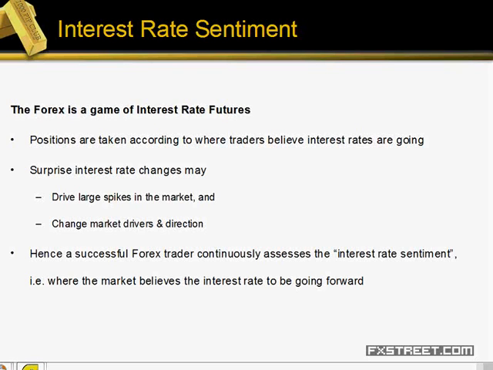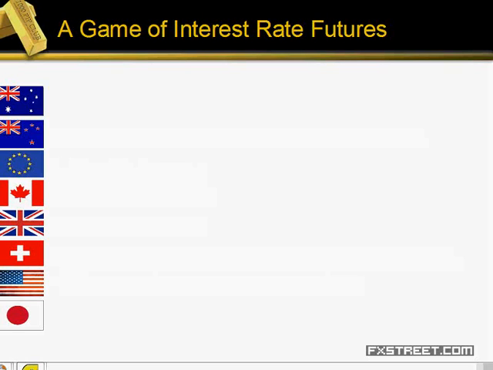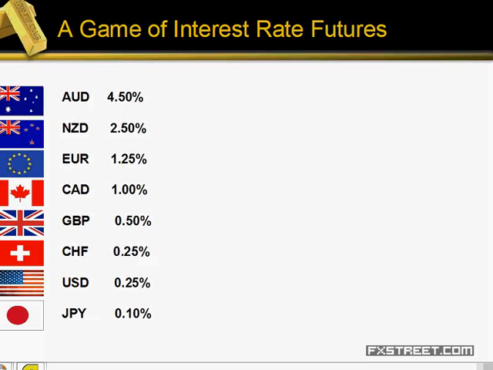Okay, so we have a course in the 1000 Pip Club where we actually evaluate interest rate sentiment, the FFIX, which is the Forex Futures Index, and where you think it's going becomes a driver, as well as the trend on where you think that market is going. Okay, let's look at the difference here, some of the variances.